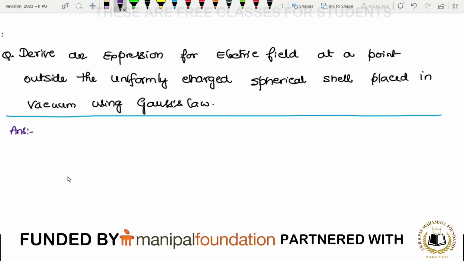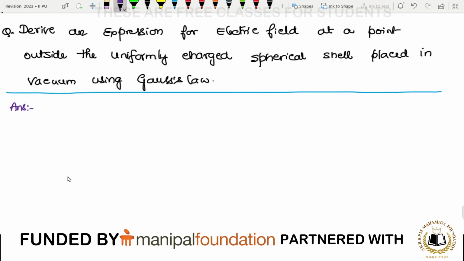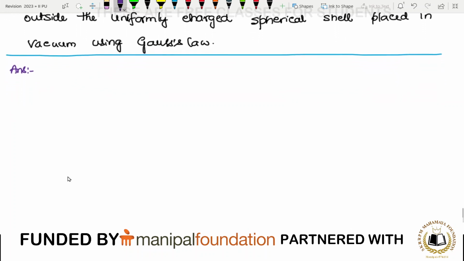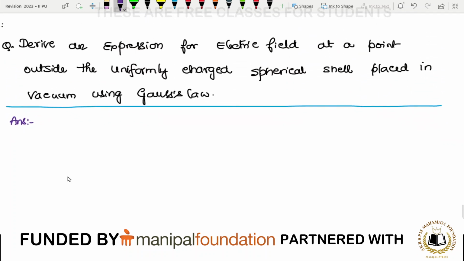So we derive this one. Derive the expression for electric field at a point outside a uniformly charged spherical shell placed in vacuum using Gauss law. Along with this one, the question comes: state Gauss law, but I didn't write that one because I already wrote it once. Same thing can repeat again. Outside is asked here, we can calculate inside also. So what the question is asked, that we will answer first. Electric field outside the spherical shell we will calculate.